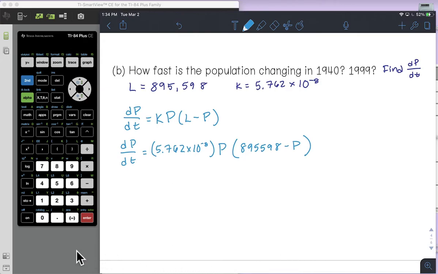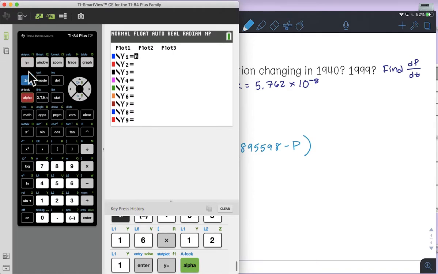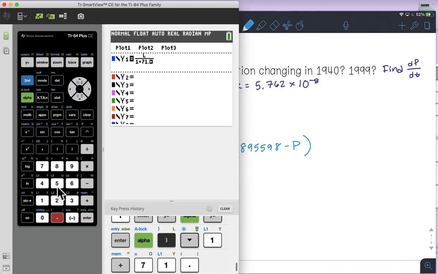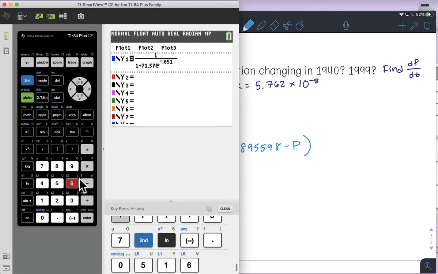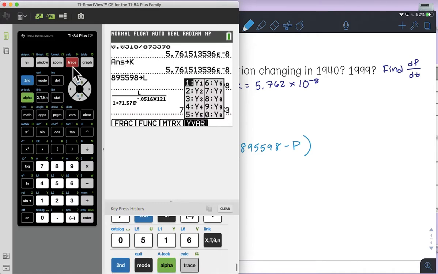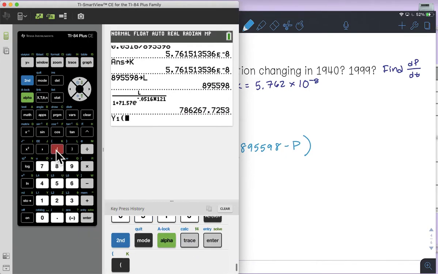So I'm actually going to go back over to my calculator, and I'm going to go in and put that function into my y equals screen because that might be easier for me. Again, I don't want to type in that number again, so alpha L, since I have it stored, 1 plus 71.57 times e raised to the negative 0.0516 times t. In this case, we'll make that an x. So go back to my home screen. Say I want to find y1, so I'm going to go to alpha trace, and I want to plug in for 1940.